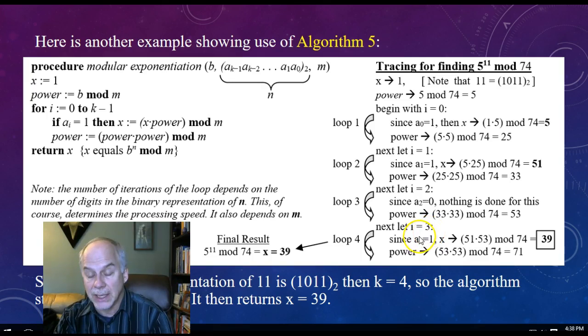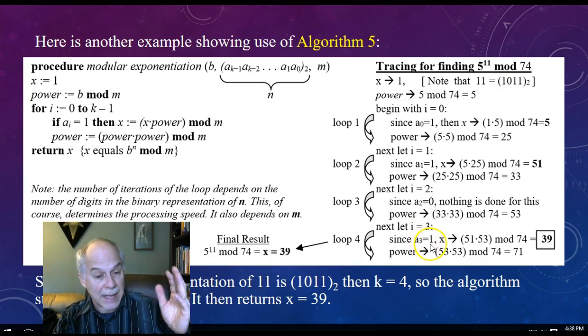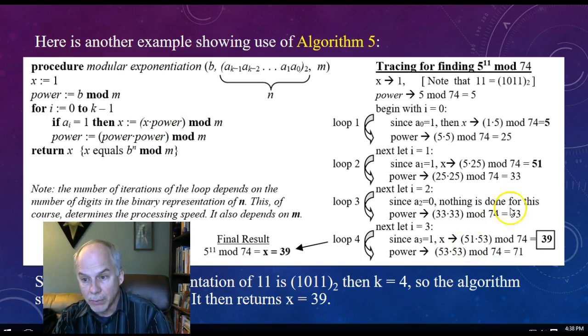When i is 3, we're looking at A3. That's the digit on the far left of the binary representation, the 1, and that is equal to 1. So it does the part after the then. It sets x equal to x times the power, so 51, the previous value of x, times the power, which is now 53. 51 times 53 mod 74 is 39. Then it naturally does the rest of that loop, which is 53 times 53 mod 74, which is 71. But that's not even used because we're done.